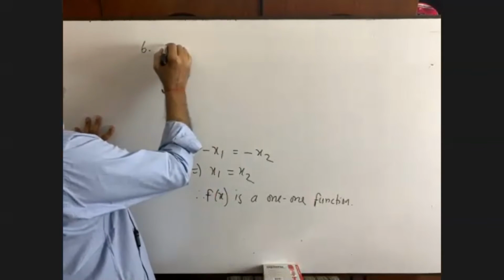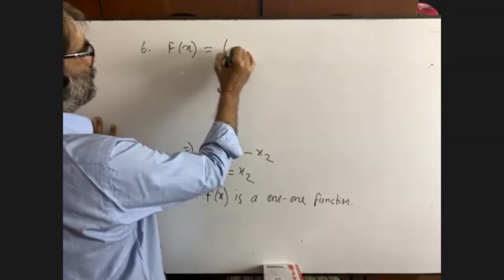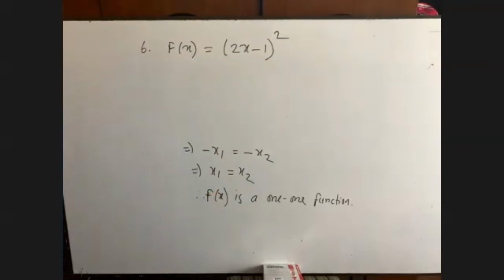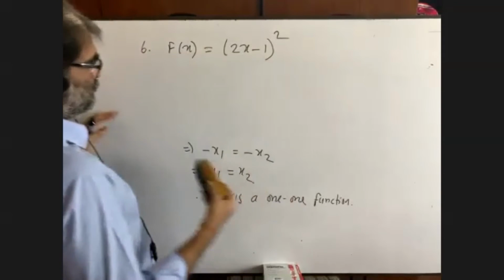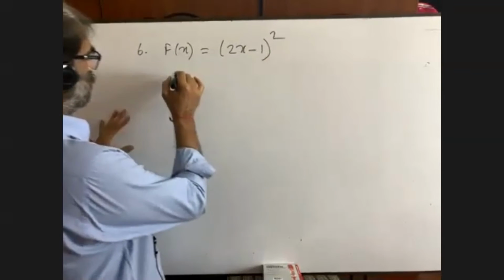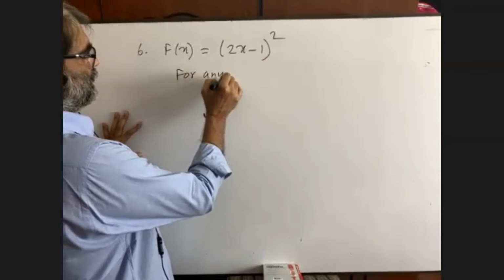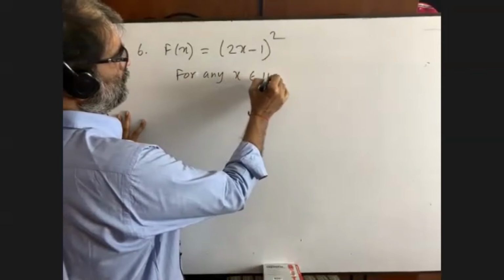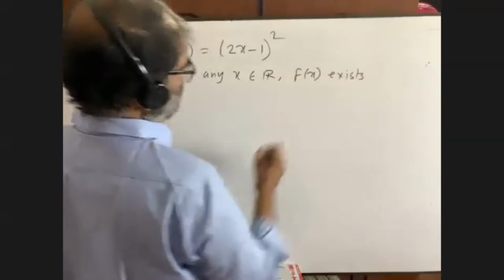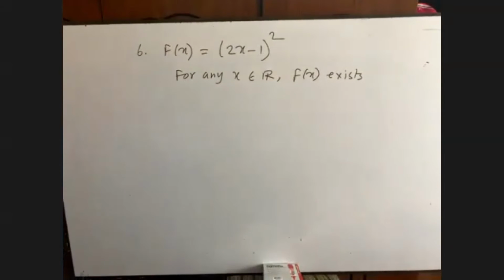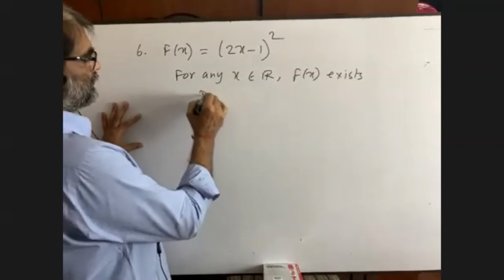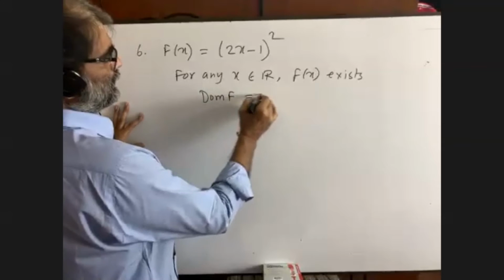Suppose number 6, perhaps f(x) is (2x minus 1) whole square. Determine whether it is a one-one function or not. What will you do? Just let me know. For any x belongs to R, f(x) exists because it is not a fraction. Is it a fraction? No, it is not a fraction. So there is no condition. That means the domain of the function is R.